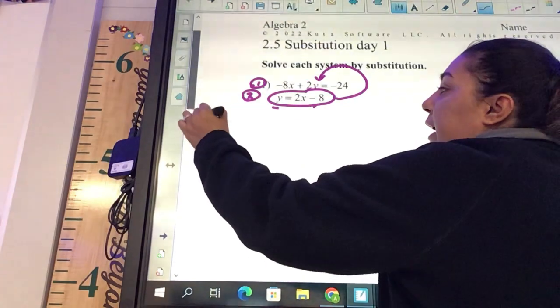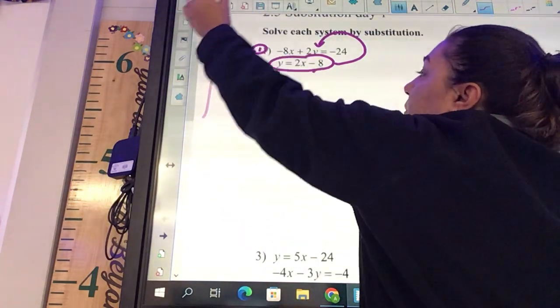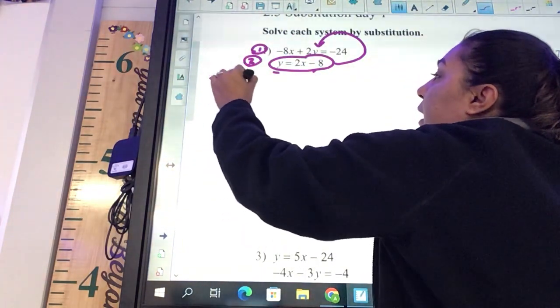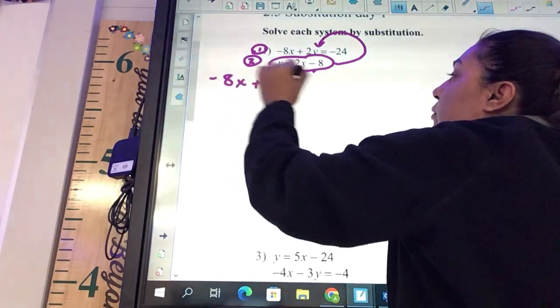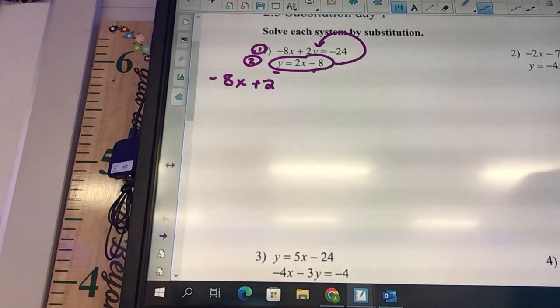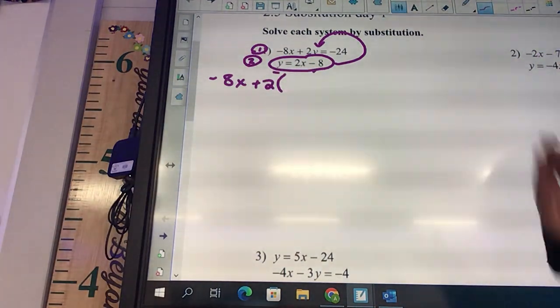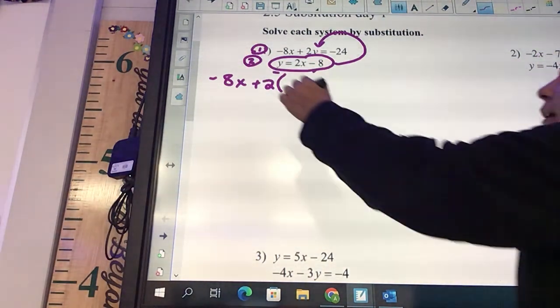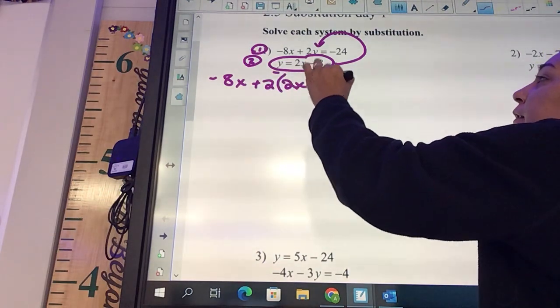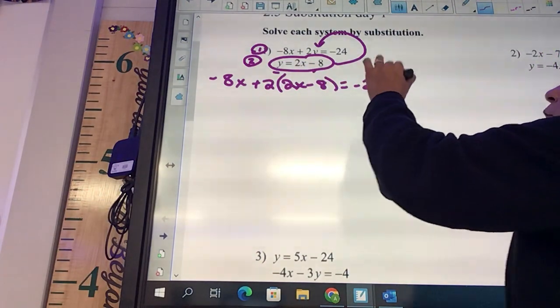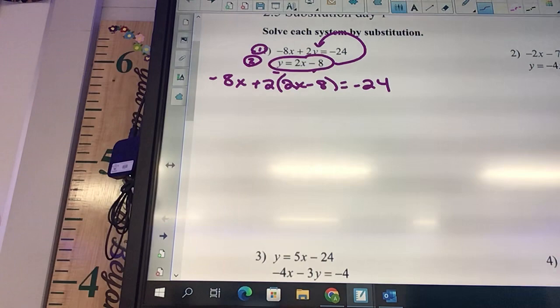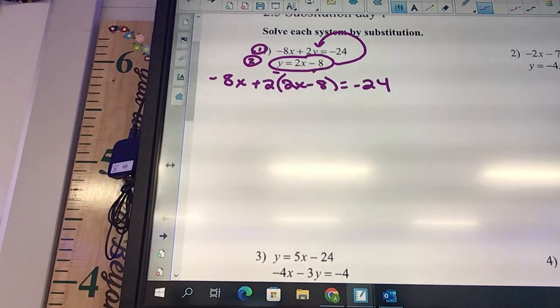It's going to say negative 8x plus 2. Okay, see how there's a y right there? You're going to put parentheses, and instead of y, same thing, we're going to put 2x minus 8, equals negative 24. Okay, so it looks just like the top equation, except for the y part.